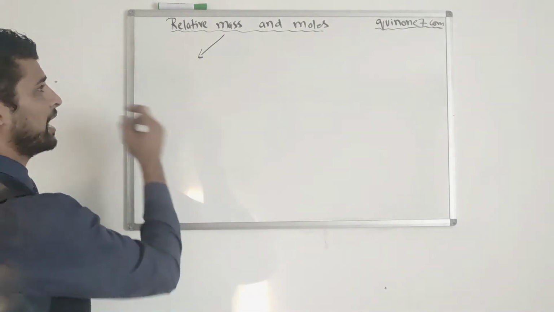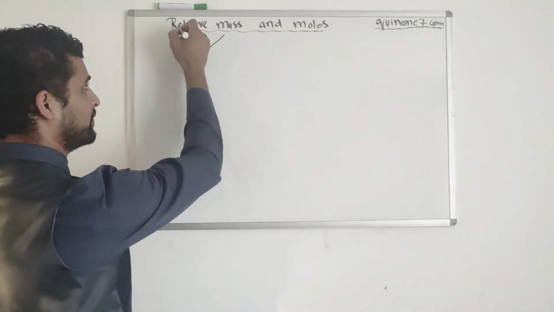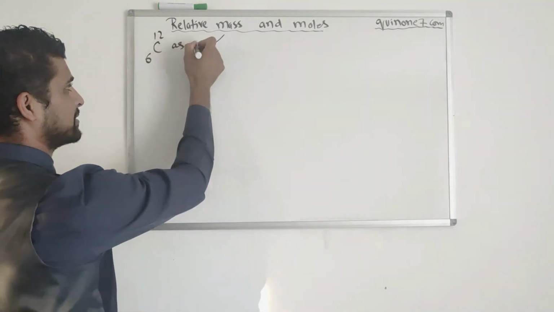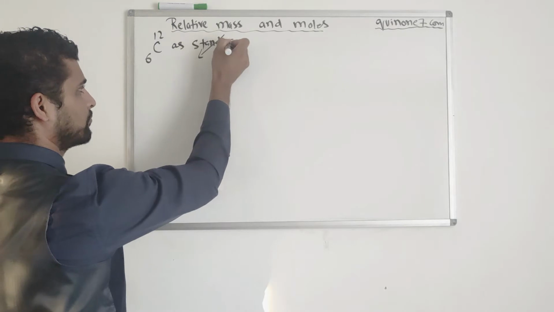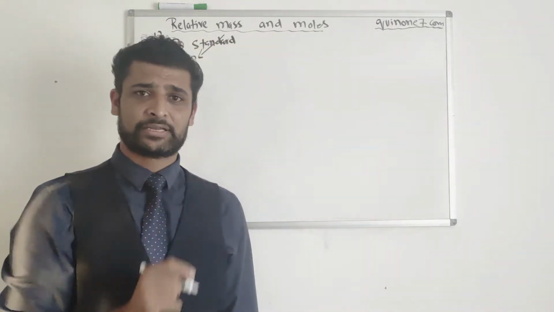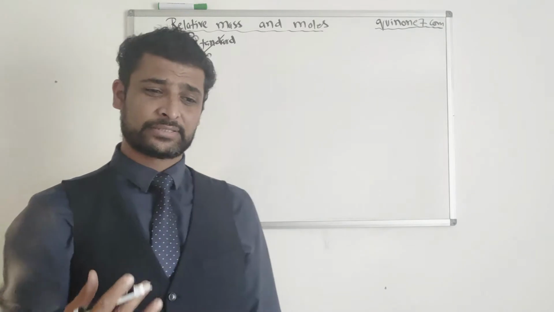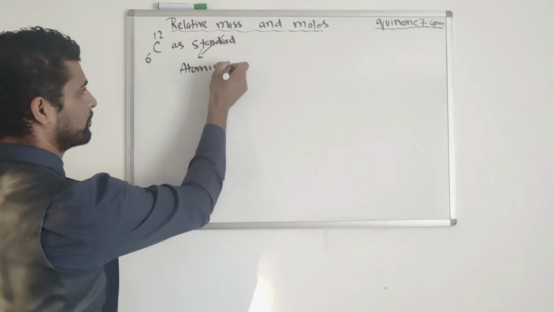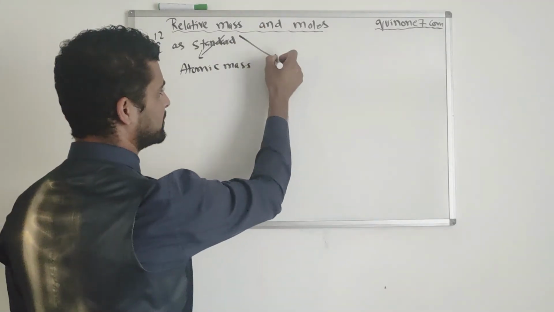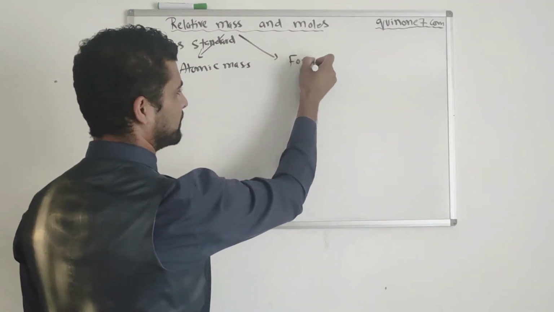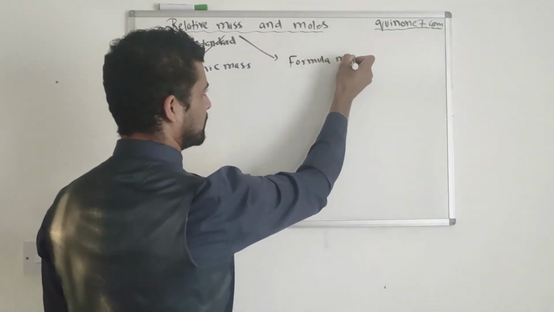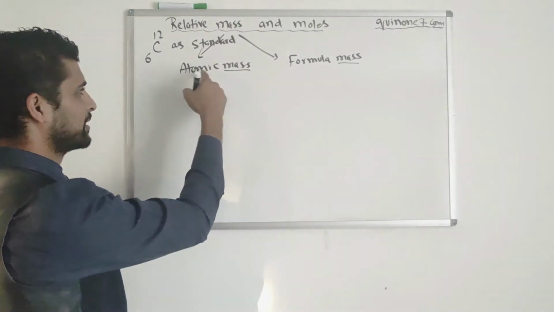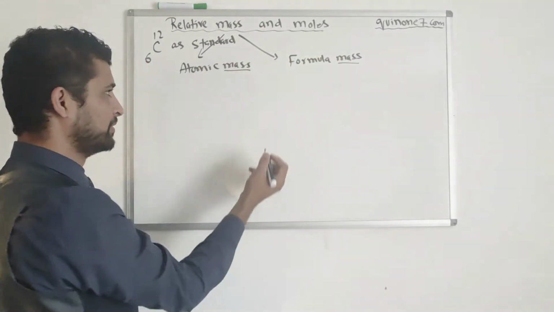So in that case, we have a standard where we use the mass of carbon as the standard, and I will explain that in a minute, why. Now the mass is of two types. Number one, it is called atomic mass, and the other is formula mass. So we do understand mass, but we're going to explain the atomic and formula mass. What's the difference between them?